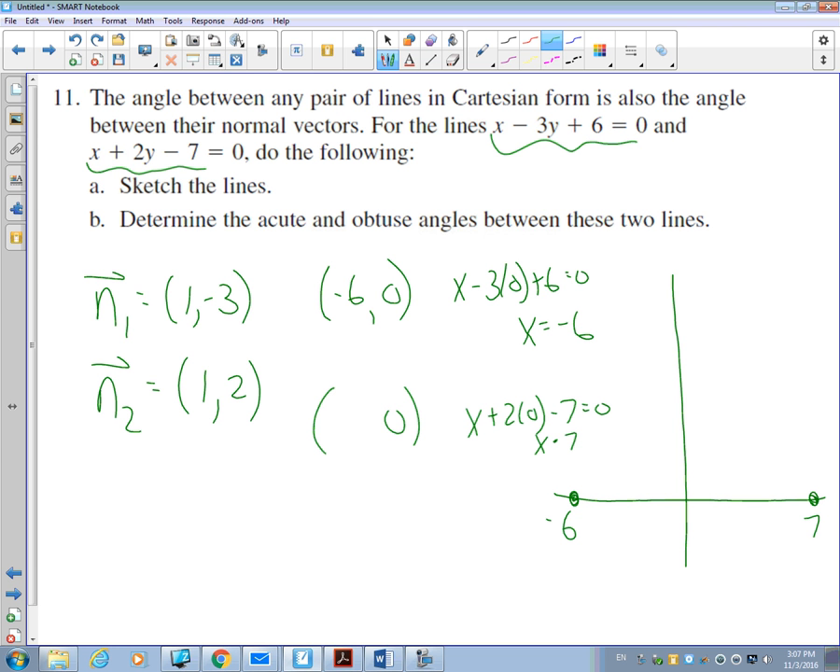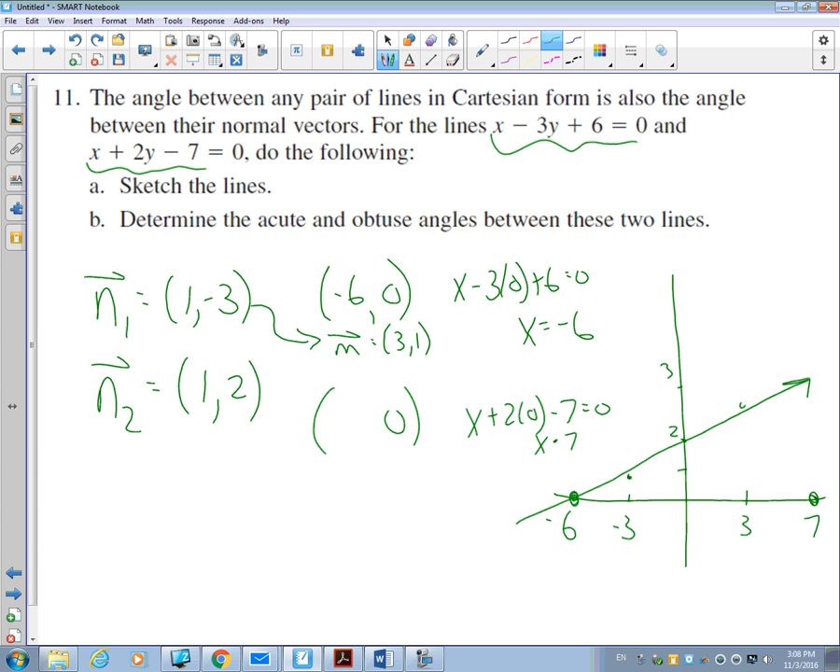Well, line 1, if I take the normal and flip it back to the way it was, I get a direction of 3, 1, which means I go right 3 and up 1, right 3 and up 1, right 3 and up 1. And I can find the coordinates of the points if I want to very quickly. So this would be like -3 and 1. This would be 0 and 2. This would be 3 and 3.